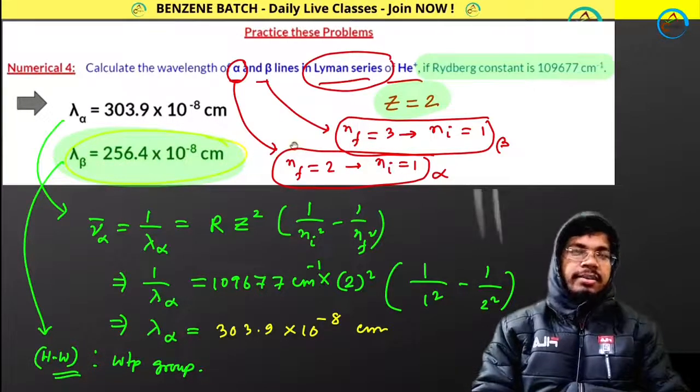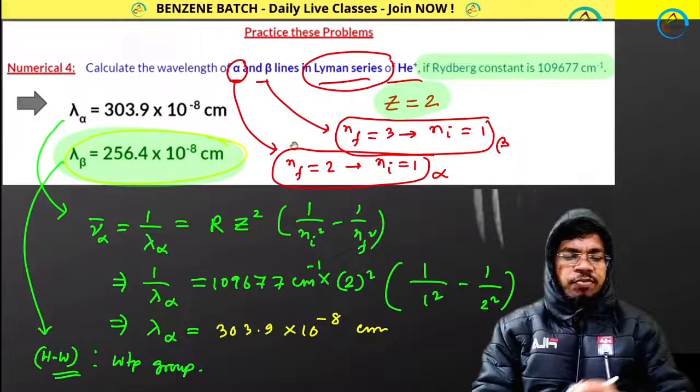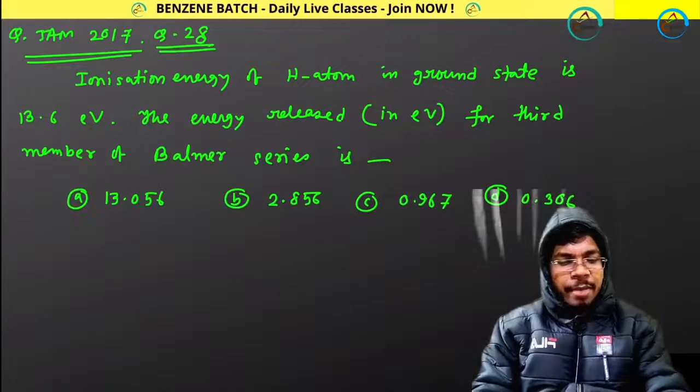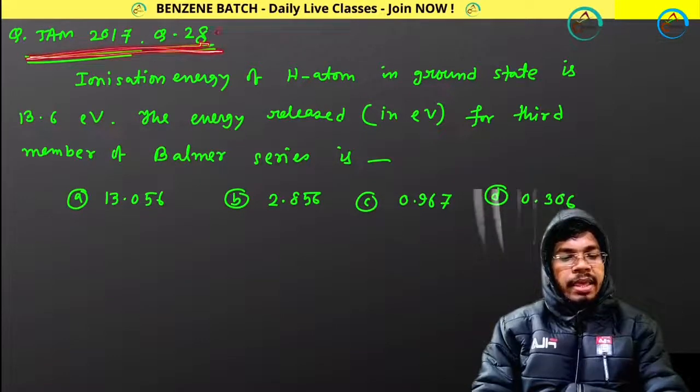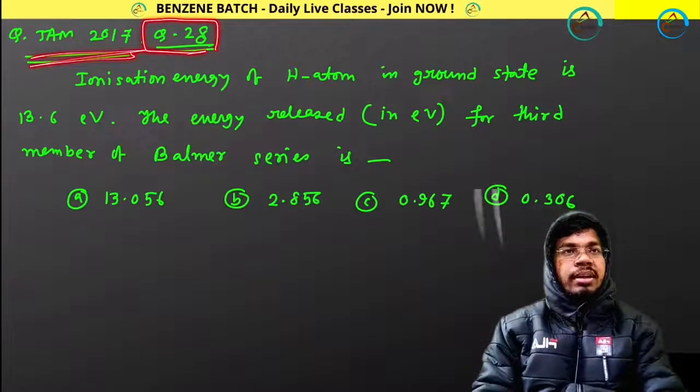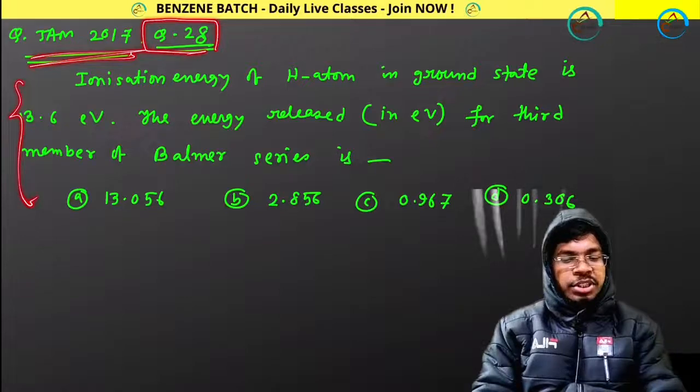Okay, great. Now all these 4 different kinds of numericals I have solved. Now another numerical I want to give you, that came in JAM 2017. Question number 28. If you check the previous year question paper, you will get question number 28, JAM 2017. Okay, and the question was this.